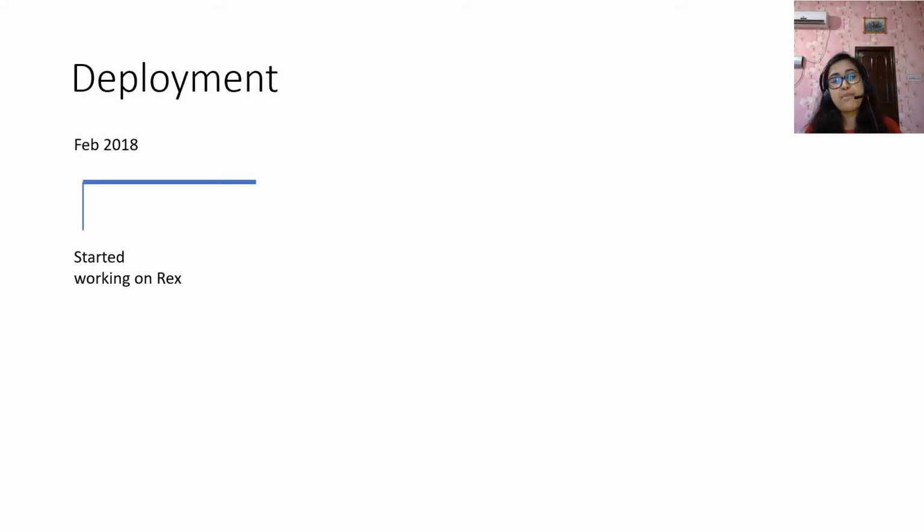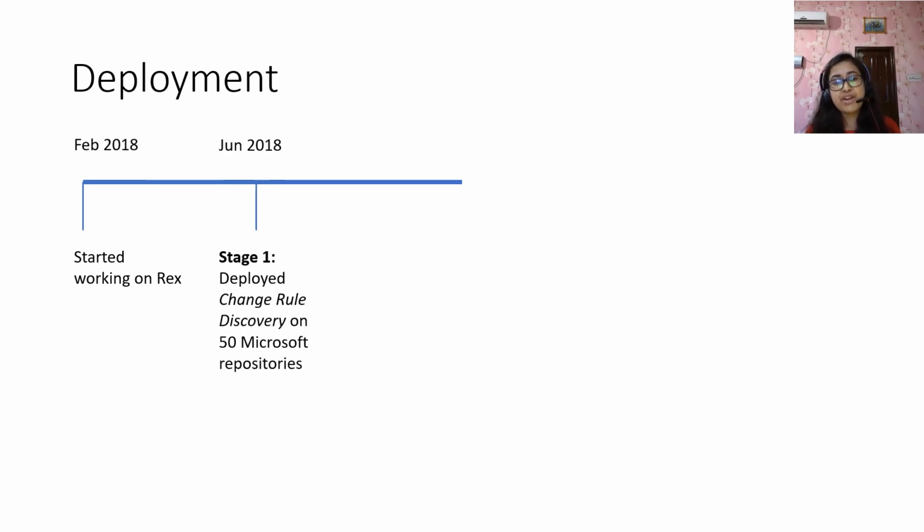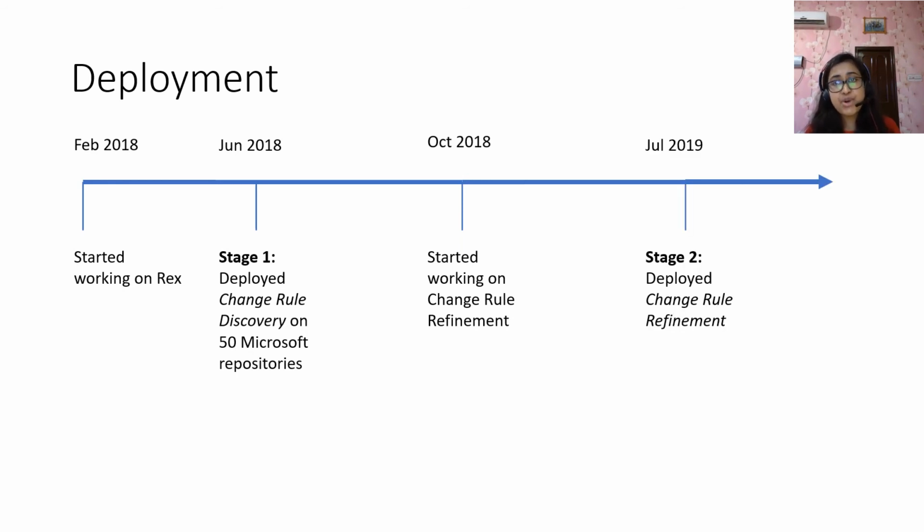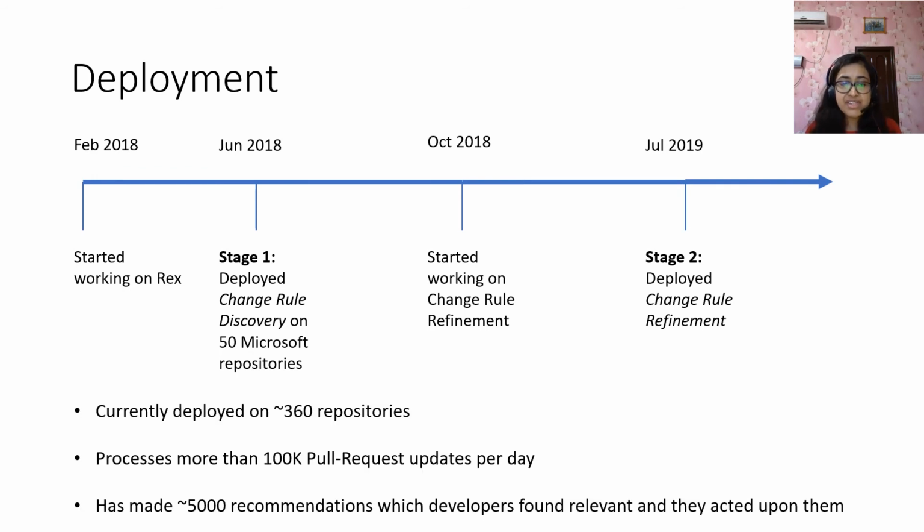So let me briefly talk about the deployment of Rex. We got the first version of Rex deployed in about June 18, and within 2 years we scaled it out and deployed the second version of Rex, which was the change rule refinement part. Currently, it is deployed on 360 repositories. It processes more than 1000k pull request updates per day, and it has made more than 5000 recommendations which developers have found useful and acted upon.